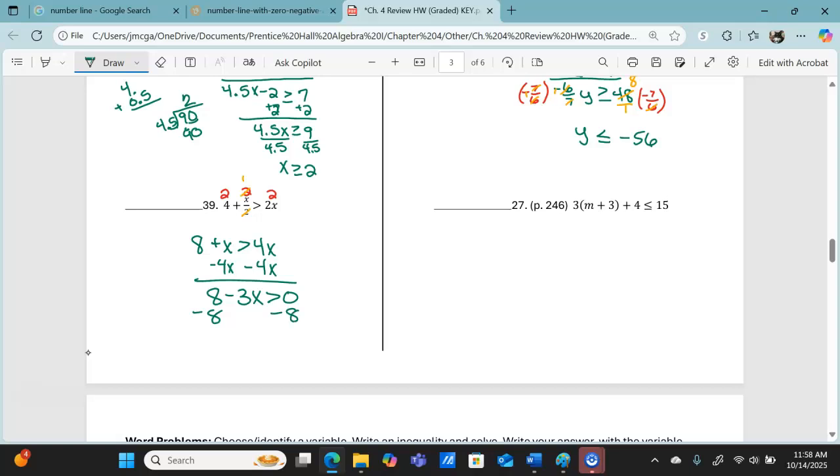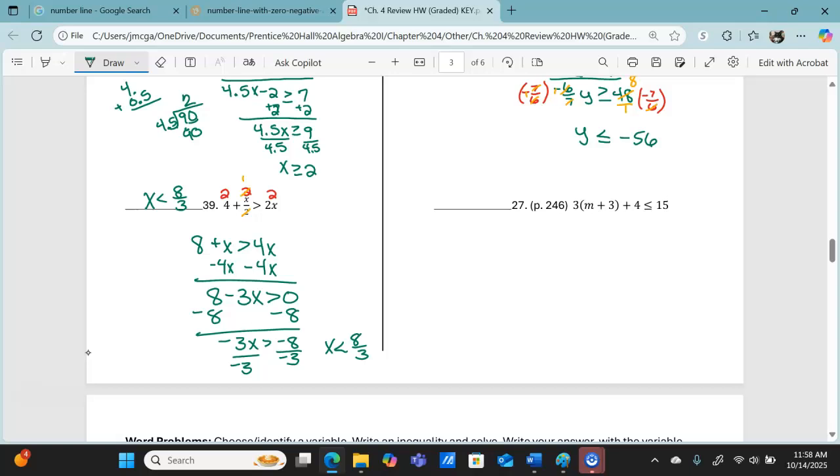Subtract 8 from both sides. Negative 3x is greater than negative 8. 0 minus 8 is negative 8. Divide by negative 3. And we get x is less than 8/3. And we do need to change the direction of our inequality because we divided by a negative.